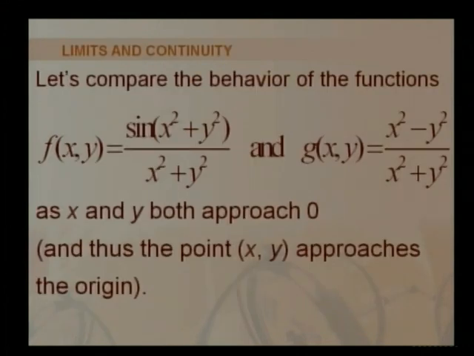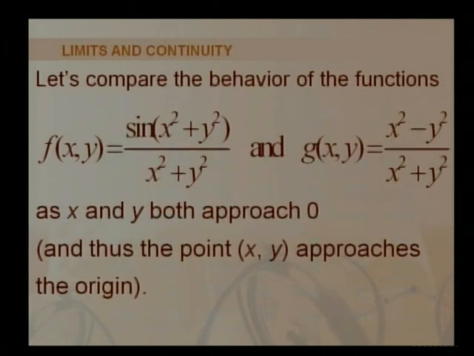Now let us think about the behavior of the functions. Here we are considering two functions, f(x,y) is equal to sine of (x square plus y square) upon x square plus y square, and another function is g(x,y) is equal to (x square minus y square) upon (x square plus y square). Here let us think x and y both approach 0.